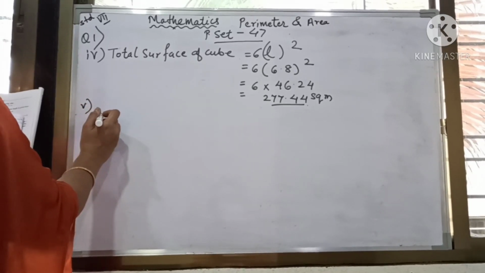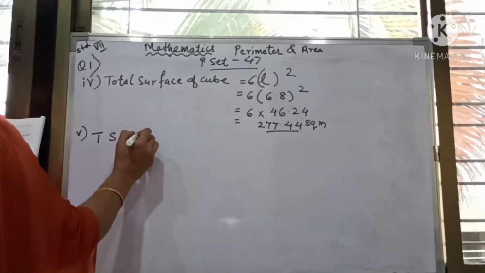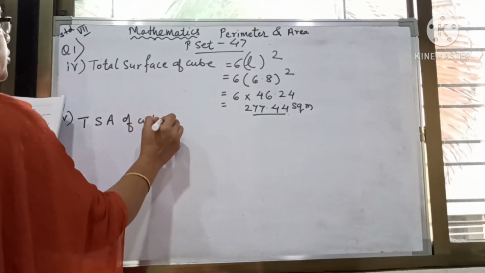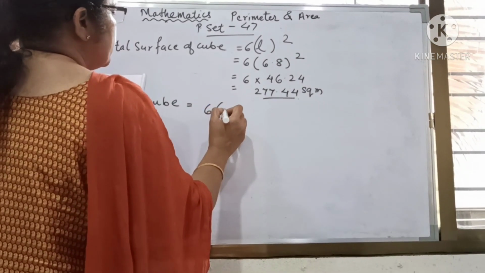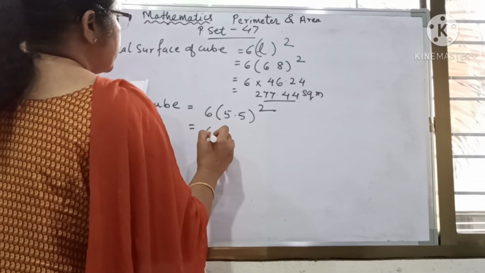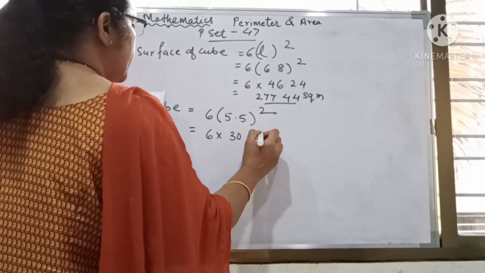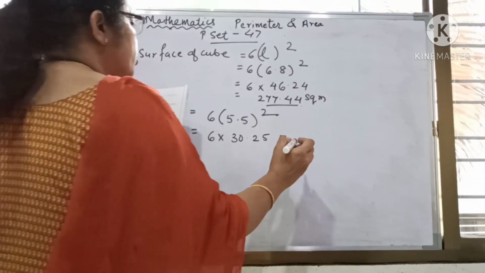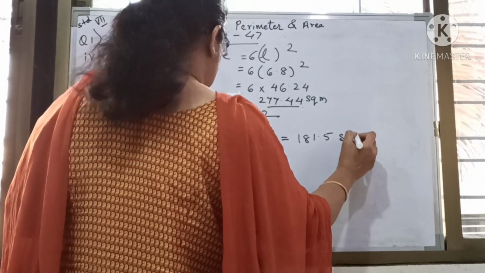Similarly, if the side is 5.5, so total surface area of the cube when the side is 5.5, 6 into 5.5 square, 6 into 30.25. So it comes to 181.5 square meters.